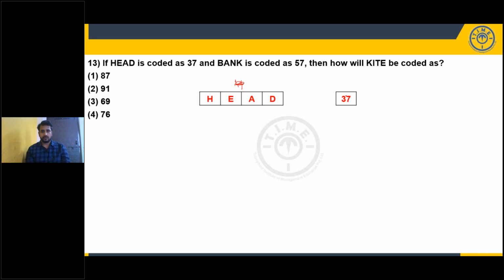Okay. 4 squared is 16, 4 cubed is 64. Not possible. Let's check with the place values. H is 8, E is 5, A is 1, D is 4. 8 plus 5 is 13, plus 1 is 14, plus 4 is 18. But here it is given as 37. So what can I say? 18 into 2 plus 1: 36 plus 1 is 37.